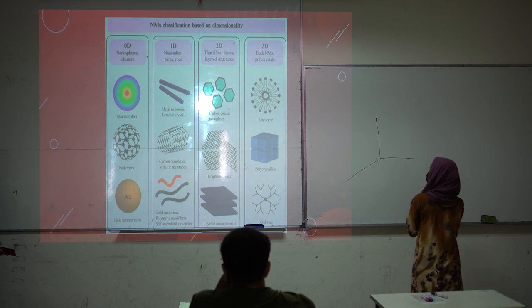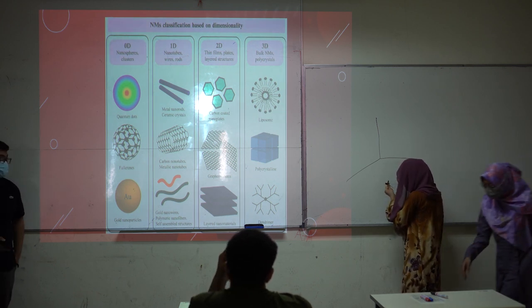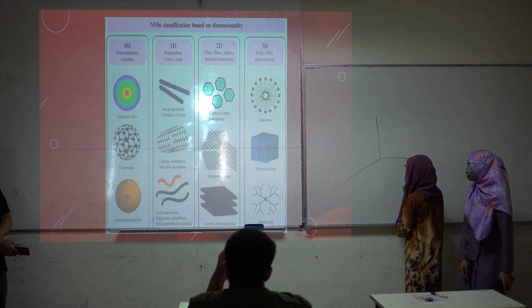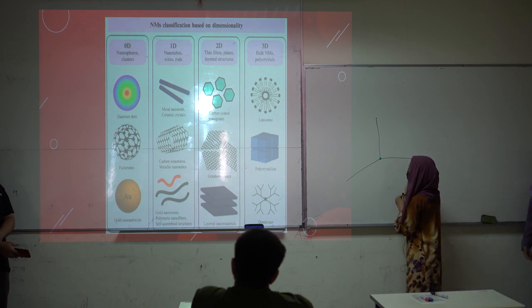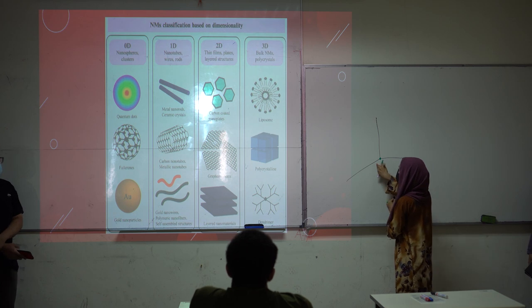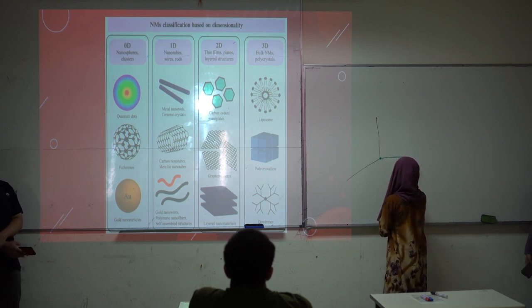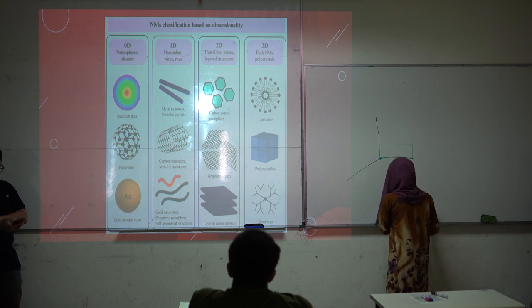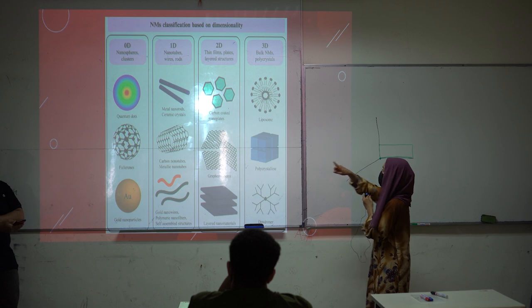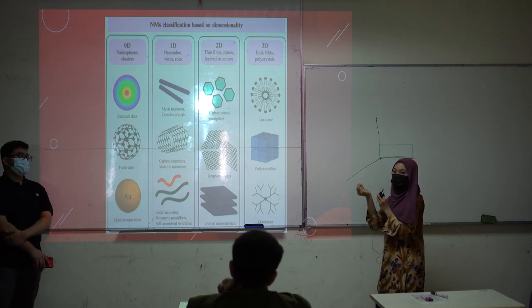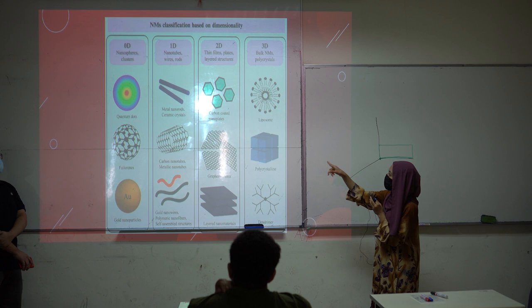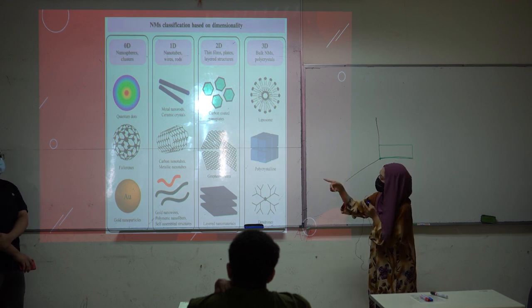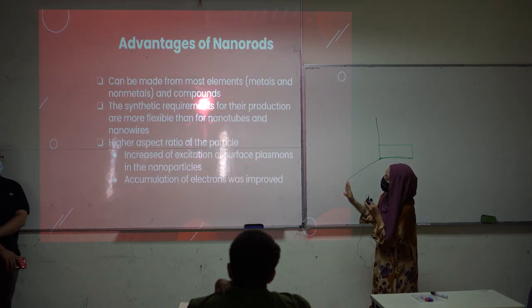Zero dimensional means they have zero dimension this way. But one dimension is this, rod-like, and 2D is using two dimensions, and so on. We use one dimensional because it is more fibrous. They have more natural channels than 2D and zero dimensional.